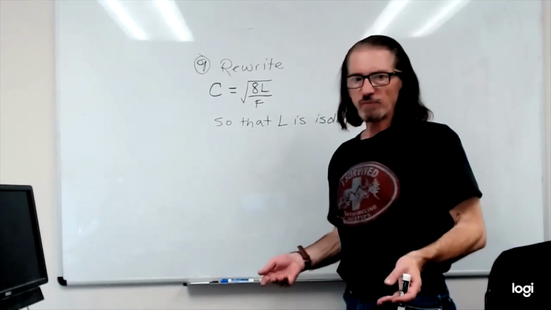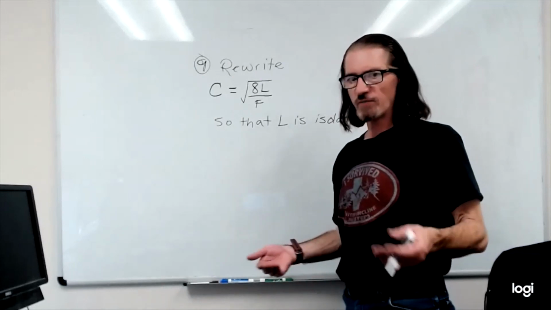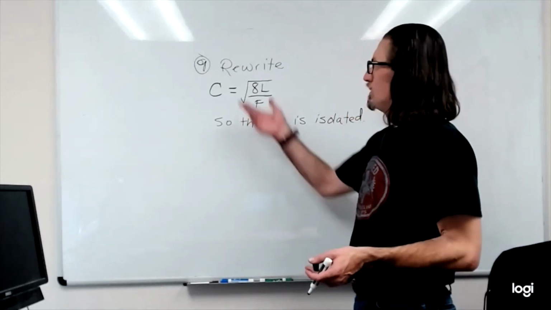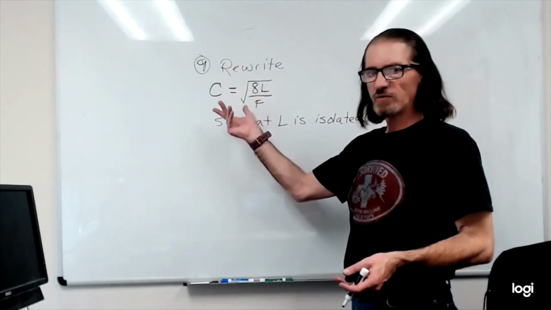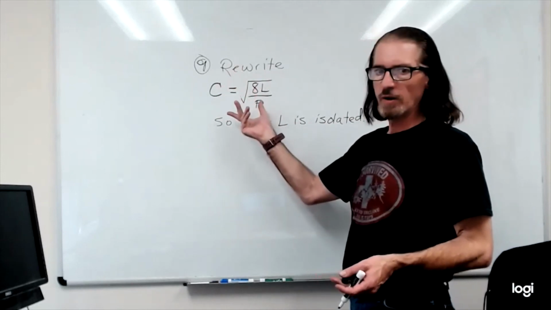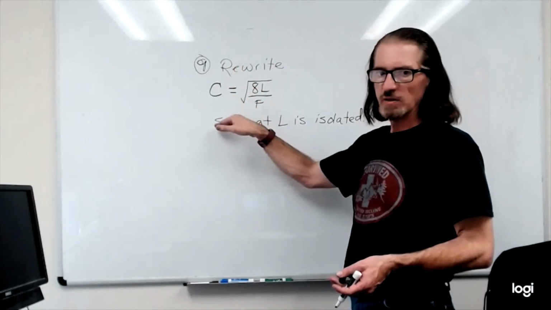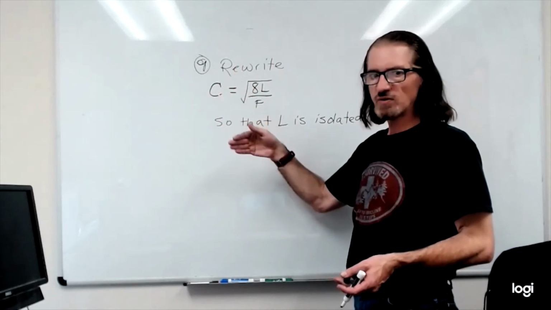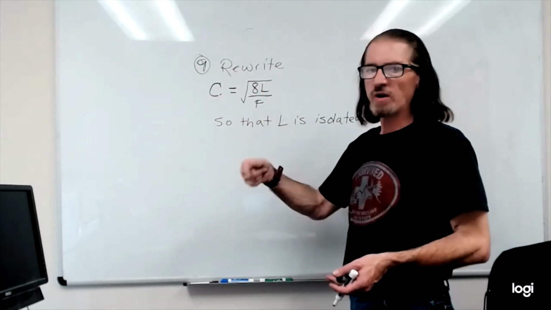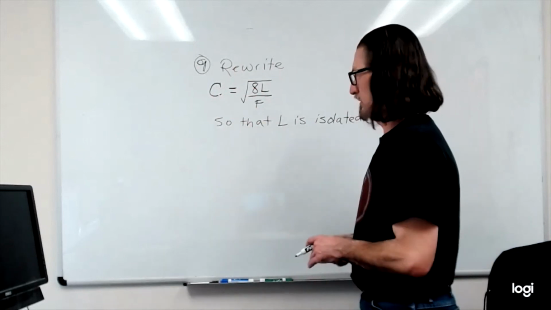The next step up from solving equations is rewriting formulas. They could phrase this as saying, solve this formula for L. Right now, it's solved for C. We've got one C to the first isolated. I want one L to the first isolated.